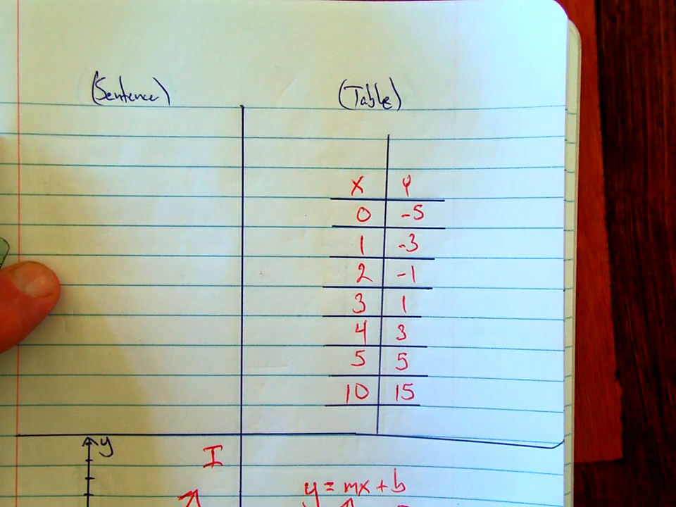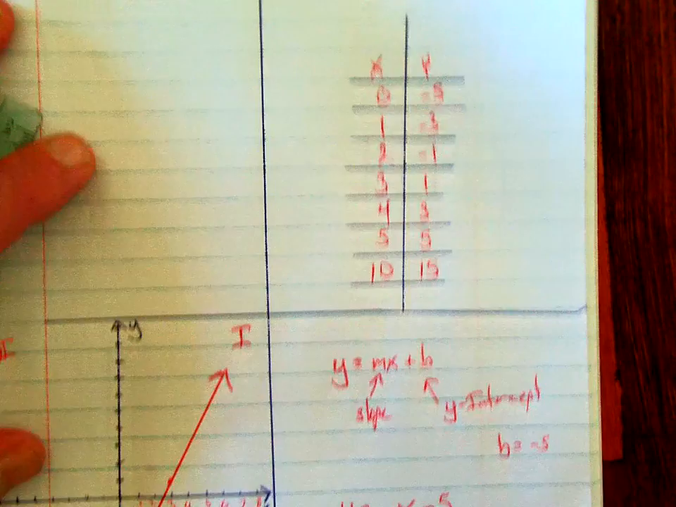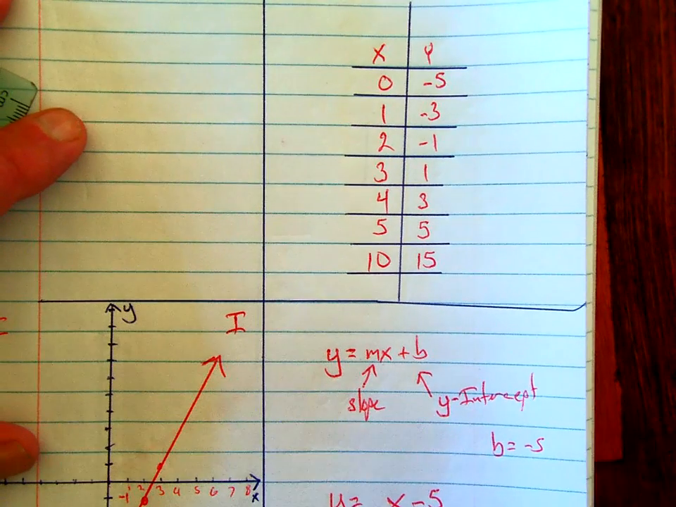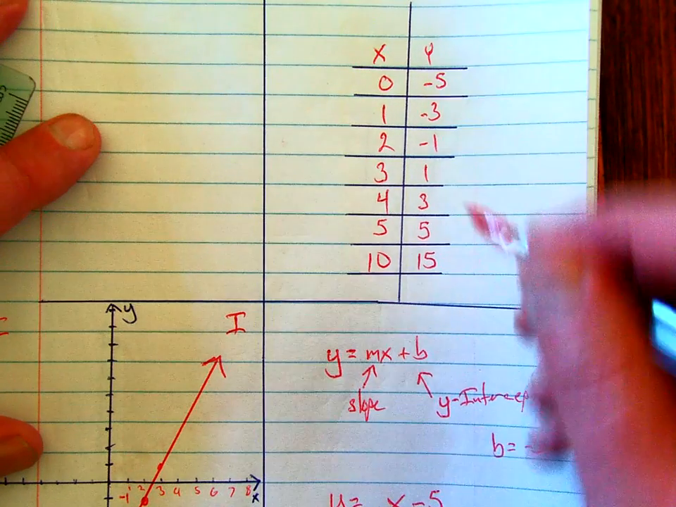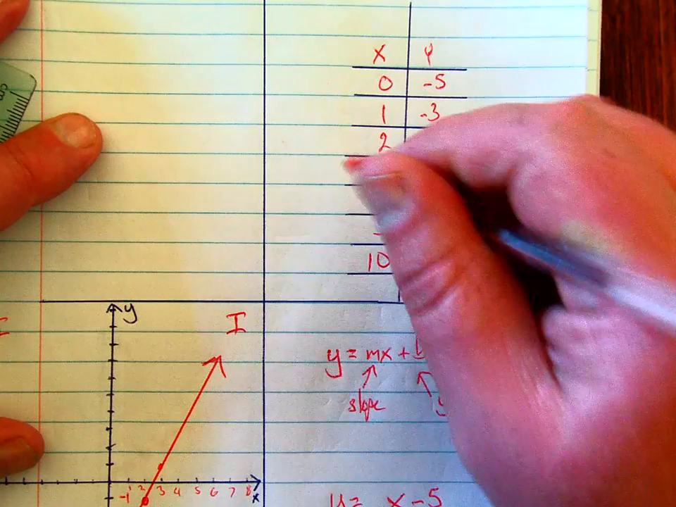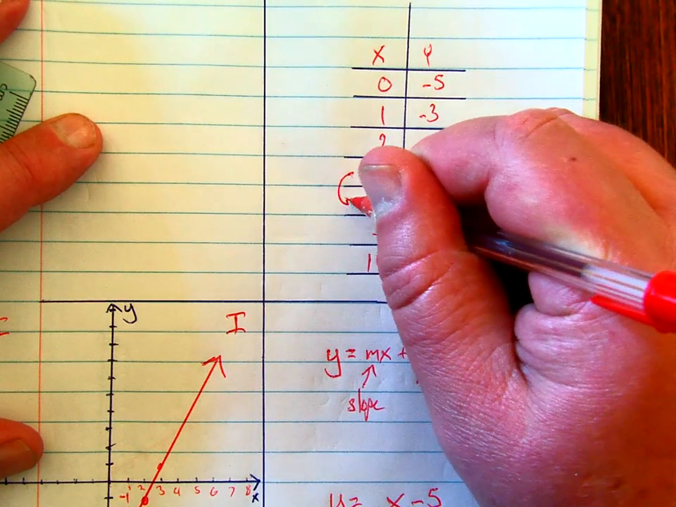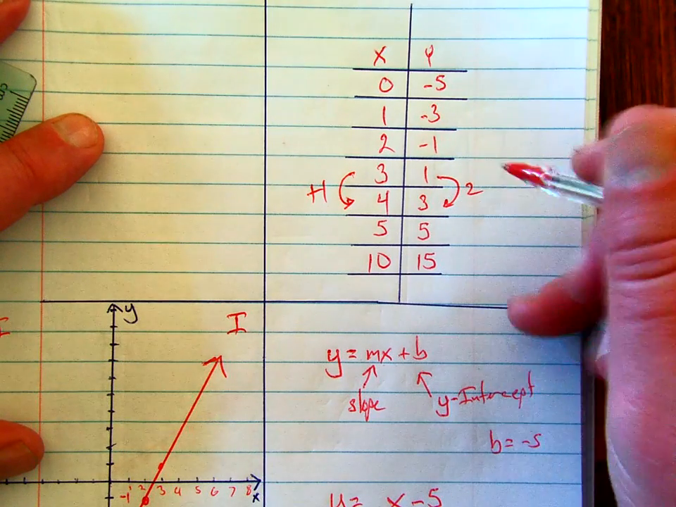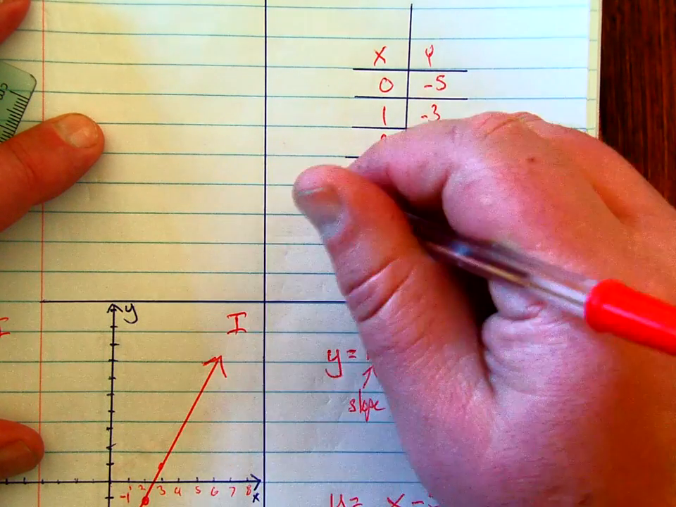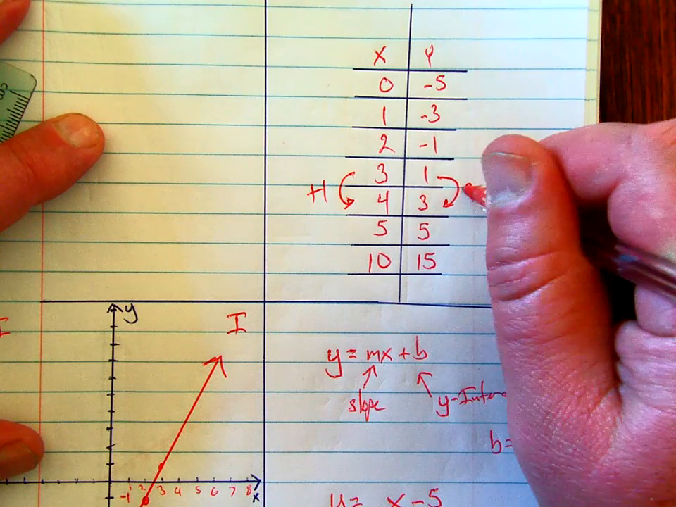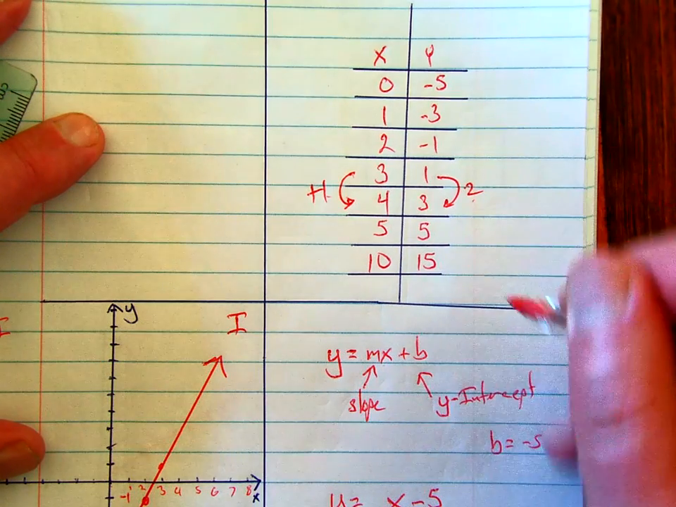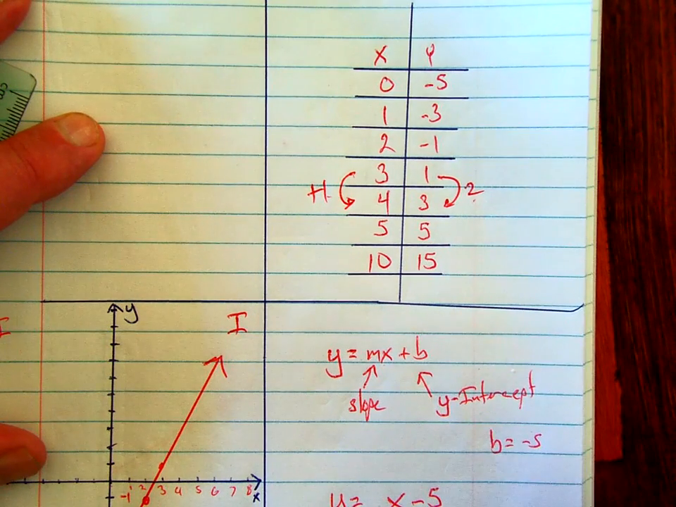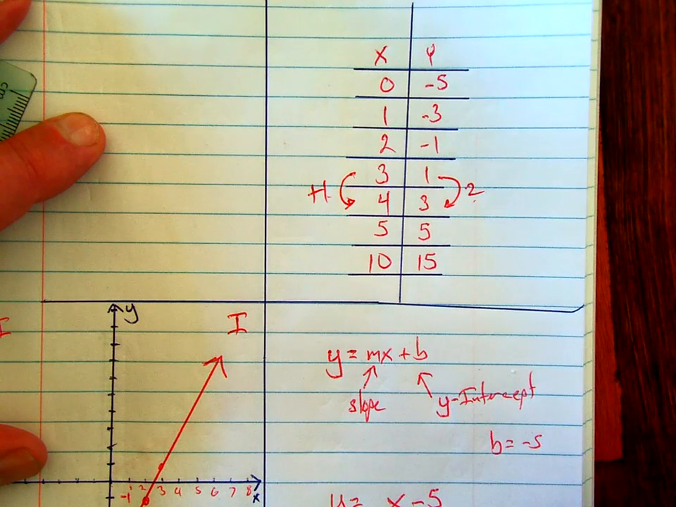Now I need to figure out how my line is changing, the slope. When x goes up by 1, y goes up by 2. So slope is the change. It is the change in y over the change in x. Slope is change in y over change in x, 2 over 1. 2 divided by 1 is 2.